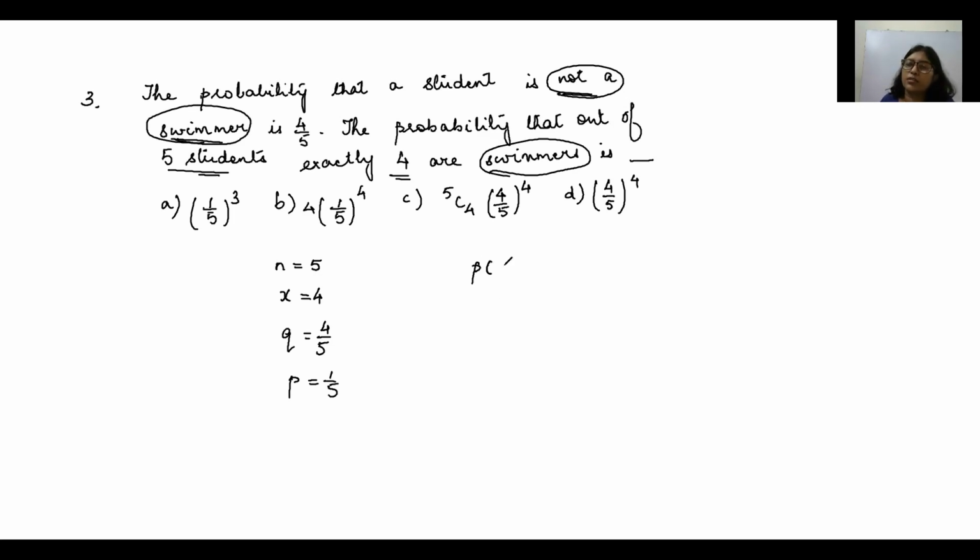The formula is nCx, P raised to x, Q raised to n minus x. In this question, x is given because we have been told we want 4 swimmers. So let's take x as 4. Put in the values and then calculate.